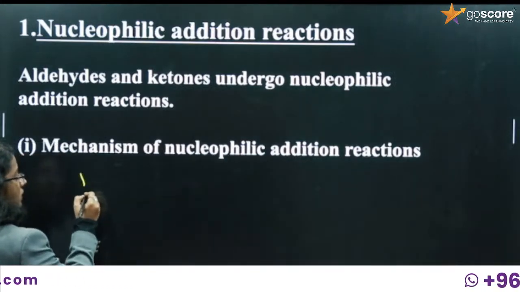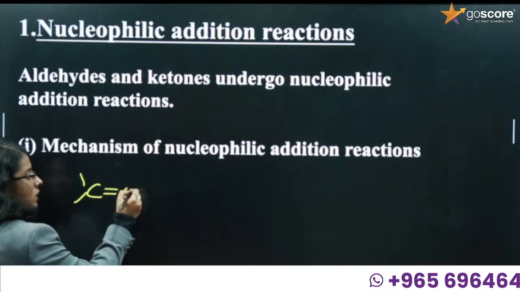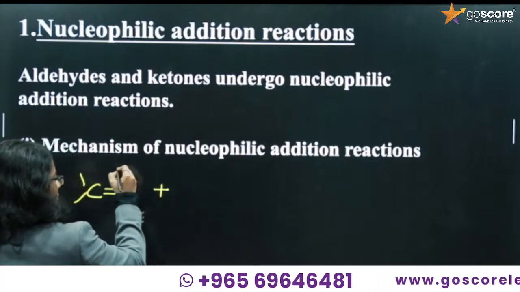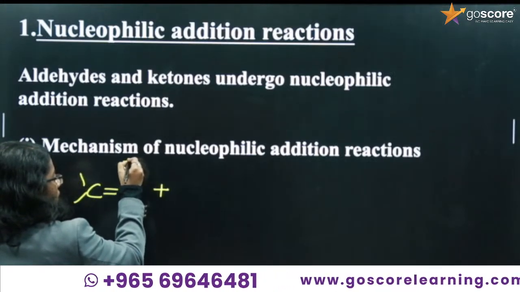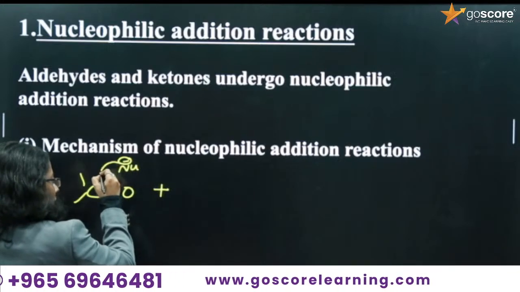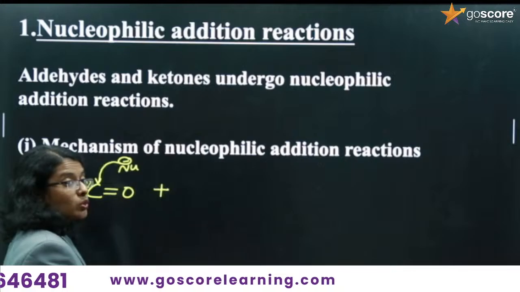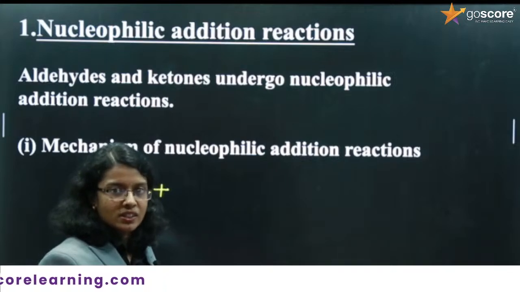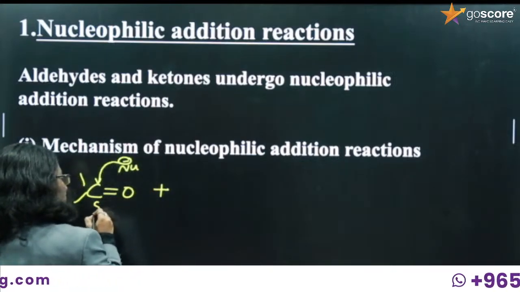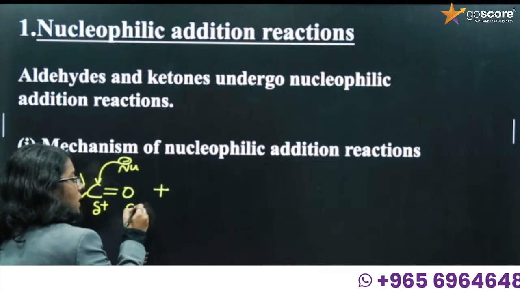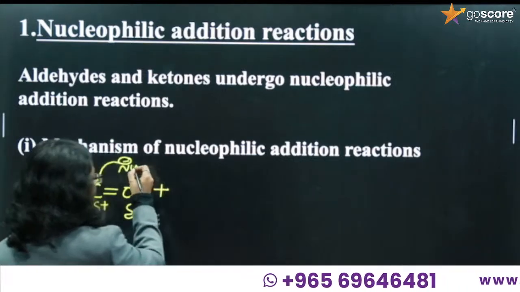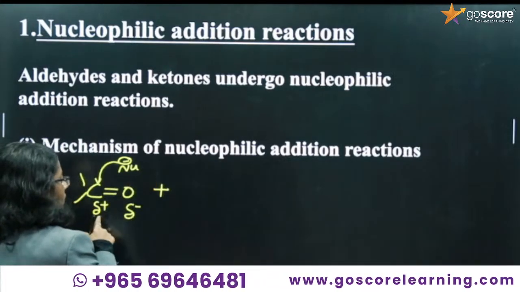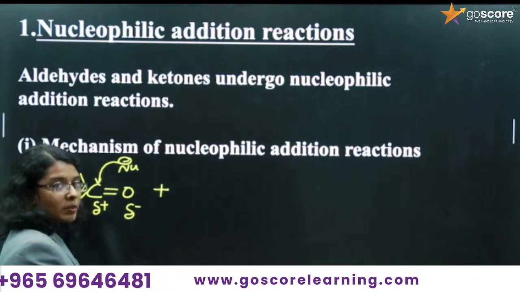So here we are taking a carbonyl compound that undergoes nucleophilic addition reaction. Suppose a nucleophile is coming and attacking the carbon. A carbonyl compound is polar in nature, so here the carbon has partial positive charge and oxygen has partial negative charge. So the nucleophile, whose charge is negative, will attach to the partial positive carbon.